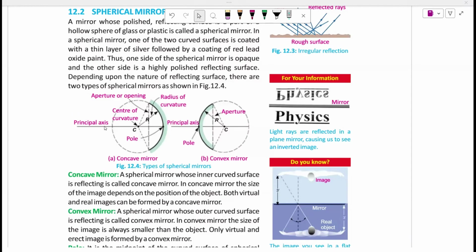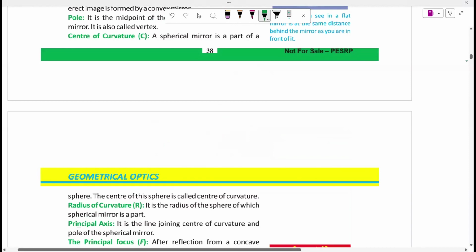So in the previous lesson, we discussed how concave and convex mirrors are parts of a spherical mirror from which they are taken out. The inner and outer curved surfaces are reflective, as you can see in this as well.